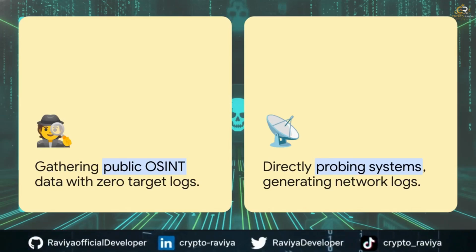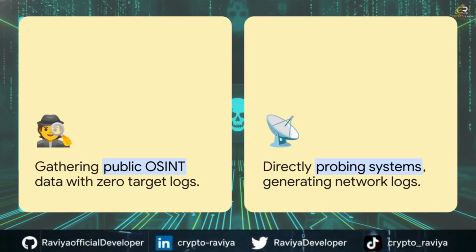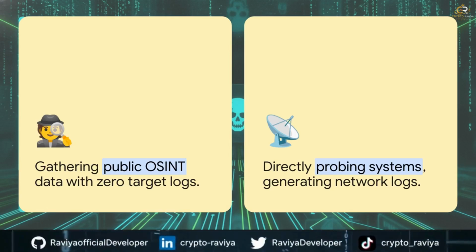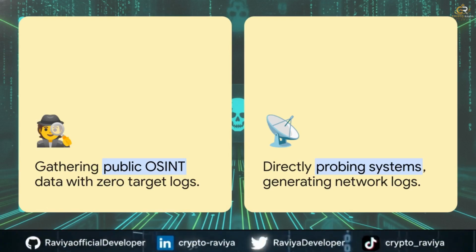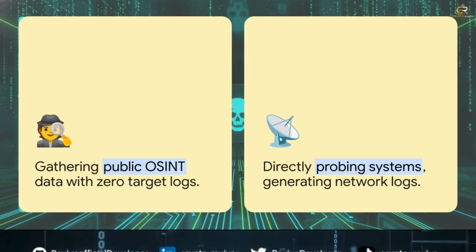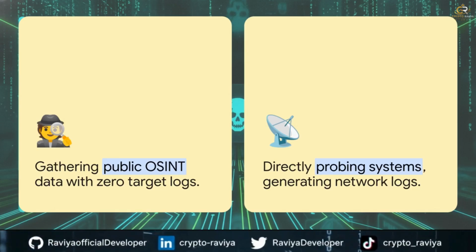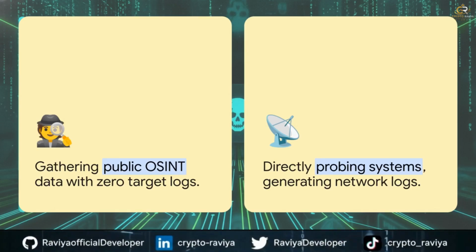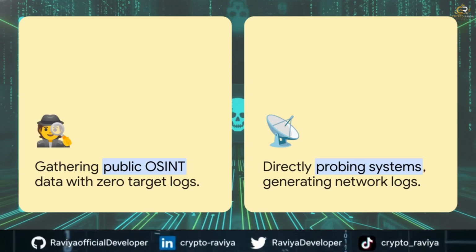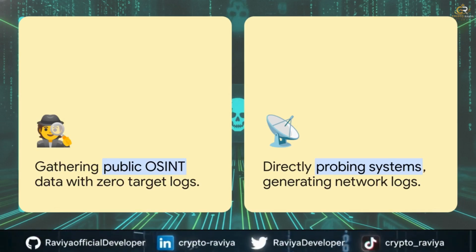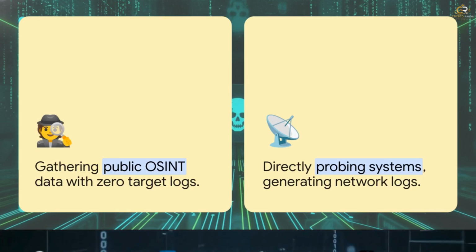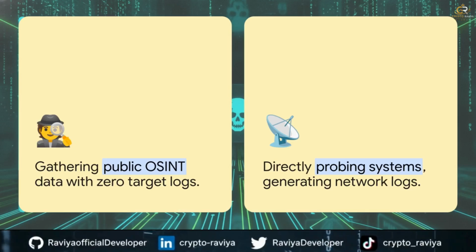Now, we've got to draw a hard line between the two primary categories of our intelligence gathering: passive versus active reconnaissance. Passive reconnaissance means gathering publicly available OSINT, that's open source intelligence, without ever directly interacting with the target systems. You are basically a ghost, looking at what's already out there, creating zero target logs. Active reconnaissance, on the other hand, means you're directly probing or scanning the target's infrastructure. When you go active, you generate network logs on the target servers. They can absolutely see you looking at them.